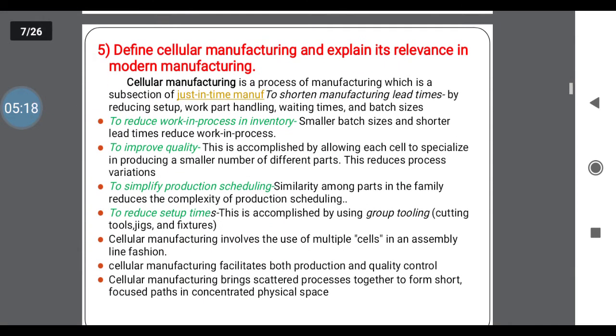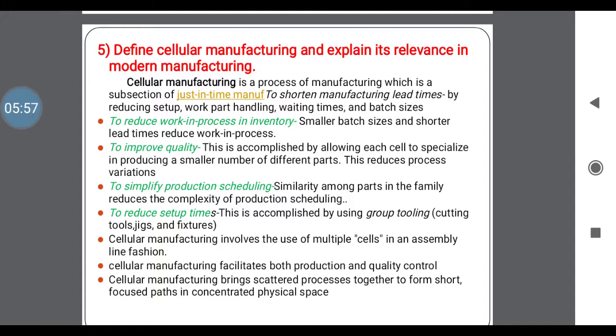Next, the fifth question is: define cellular manufacturing and explain its relevance in modern manufacturing. See, what is the application of this cellular manufacturing in modern manufacturing? First, you know the definition of cellular manufacturing is a process of manufacturing which is a subsection of just in time manufacturing. That is a quick manufacturing by reducing the lead time, the setup, work part handling and waiting times and batch sizes. This cellular manufacturing is the quick process of manufacturing by reducing the total time in the process from input to output.